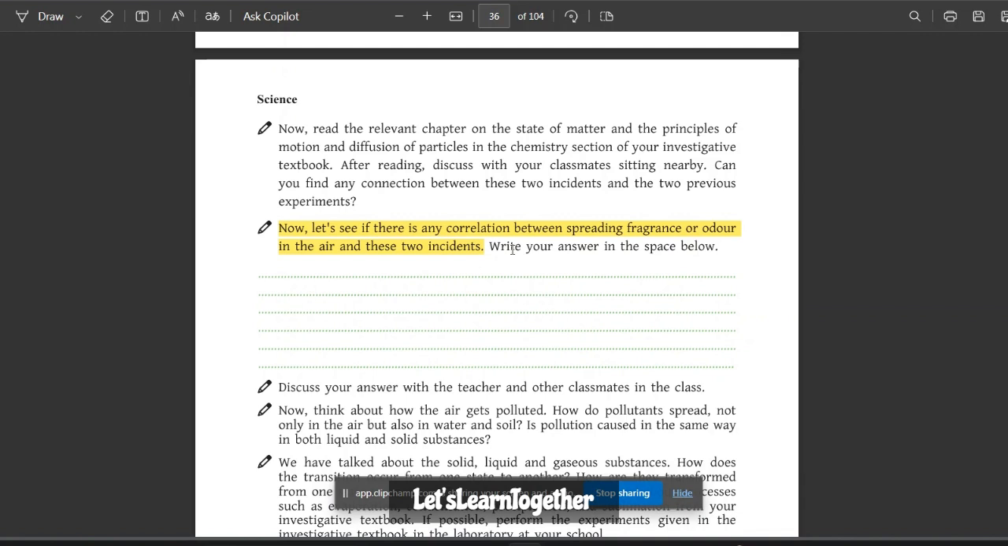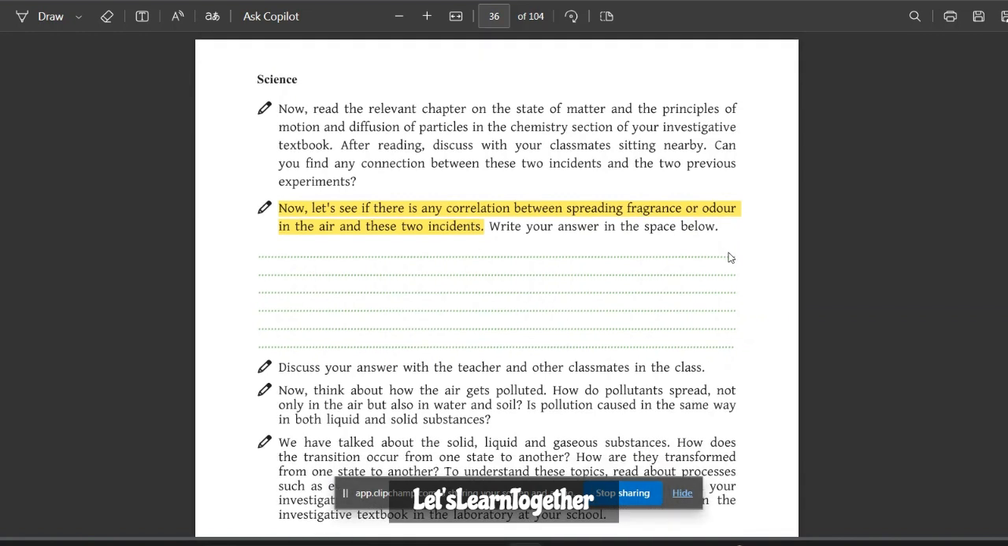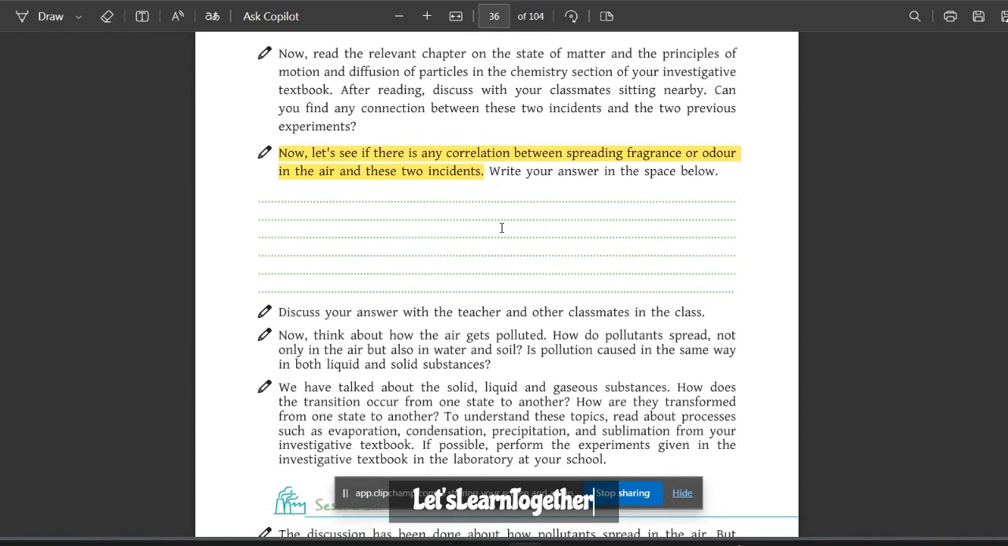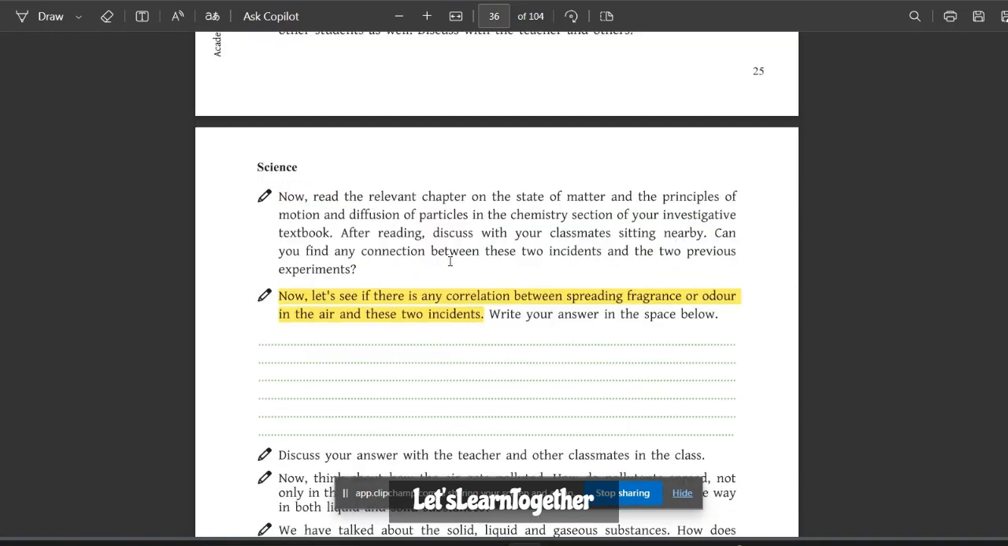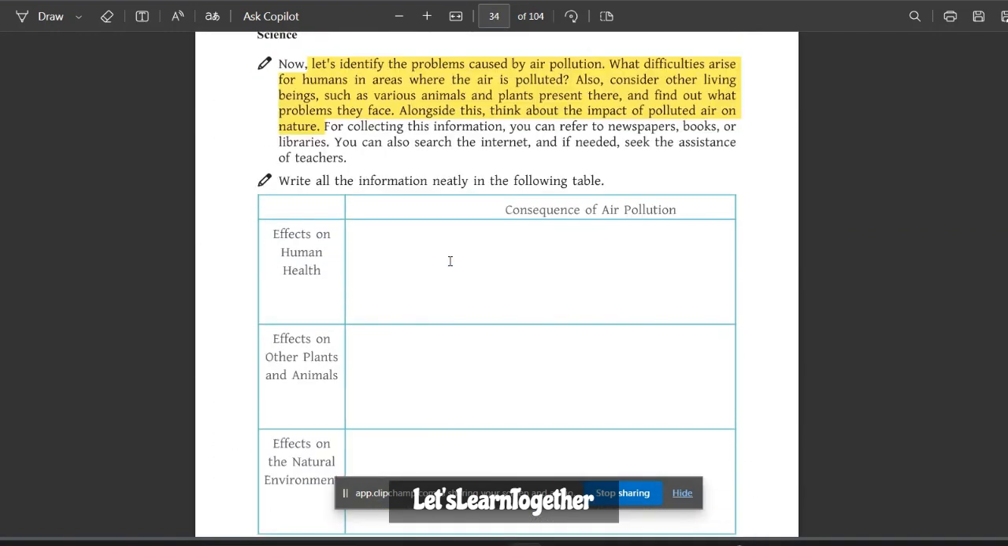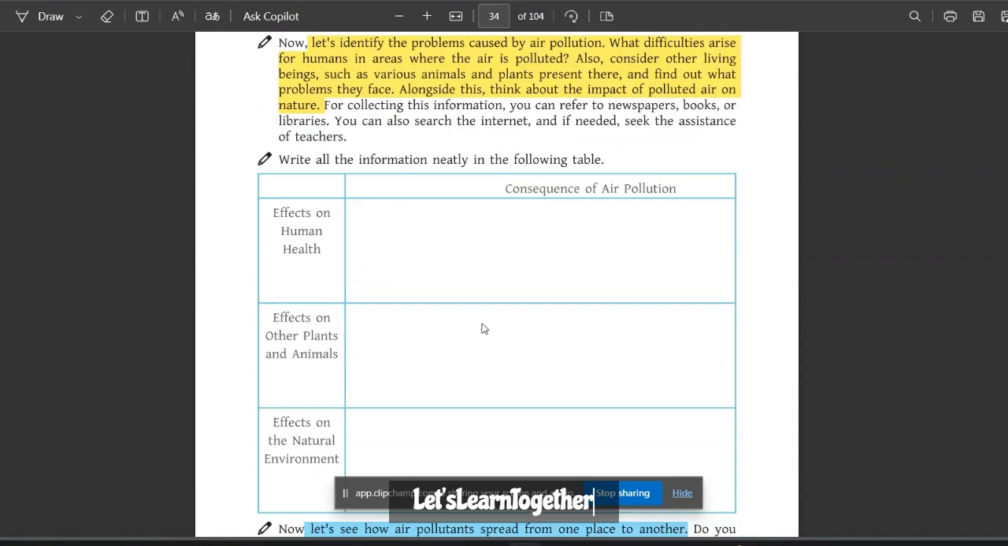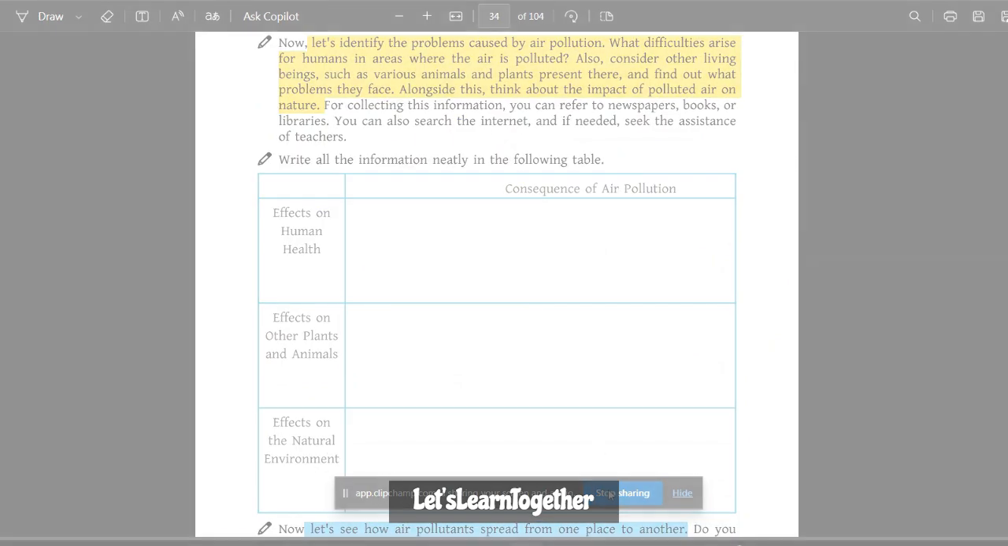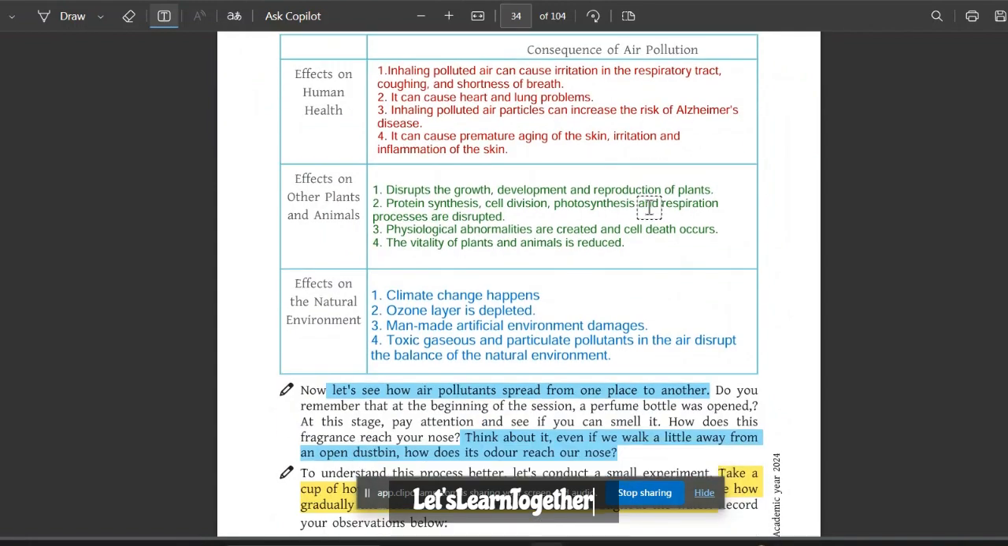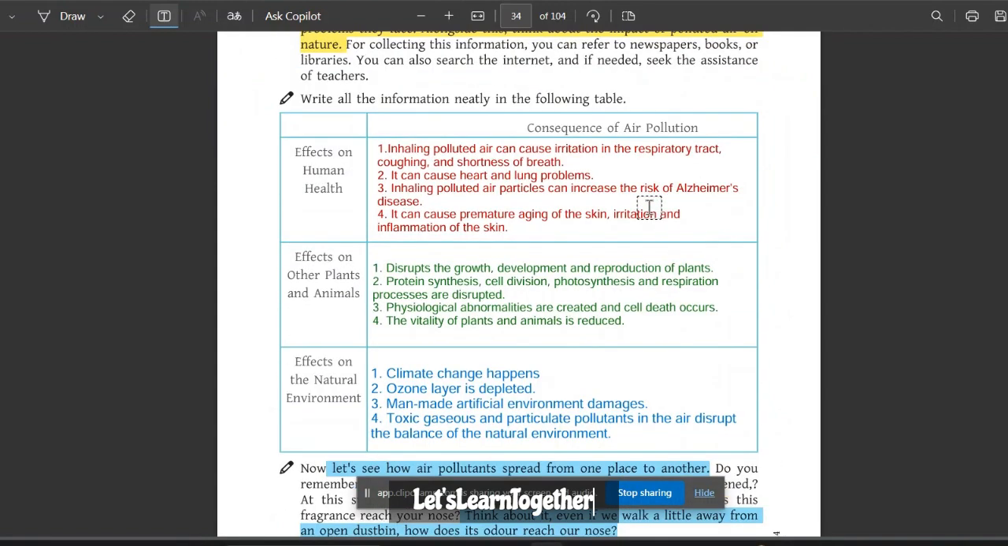Now, what is the correlation between them? It is that in all these cases, the air was passing from a region with higher density to a region of lower density, or from a region of higher pressure to a region of lower pressure. Okay, so you have to write that in this place. All right, I think that we have understood all these activities, and now it's time to go for the answers. All right, so now you can see the answers to the first activity.